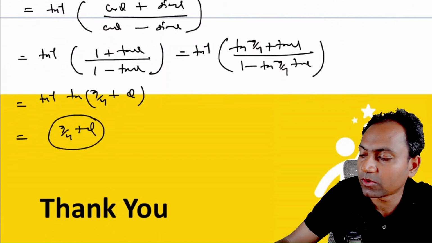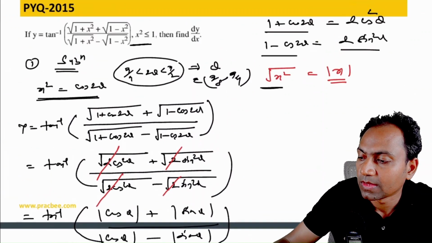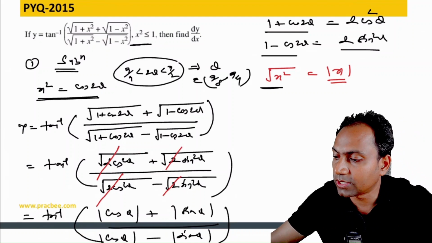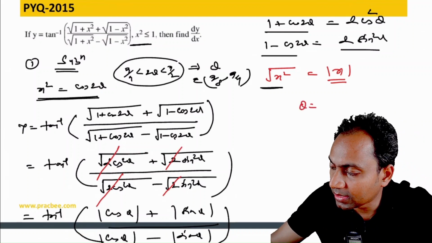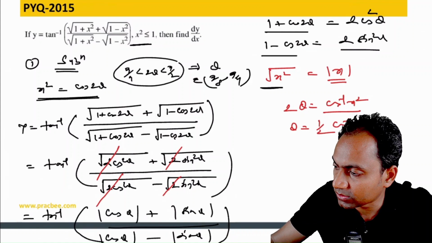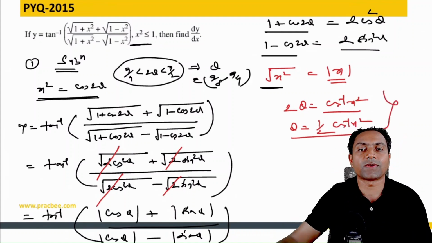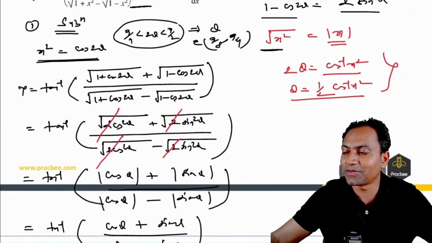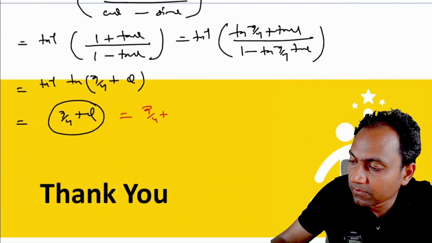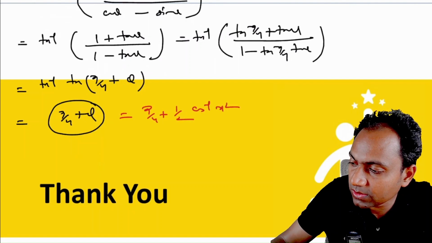Now theta, if I go back to the original substitution, x square is equal to cos 2 theta. So 2 theta can be written as cos inverse of x square. So theta is nothing but 1 by 2 cos inverse of x square. This is very important. So once you have understood this small part, you can substitute the value of theta. It is nothing but 1 by 2 cos inverse of x square.